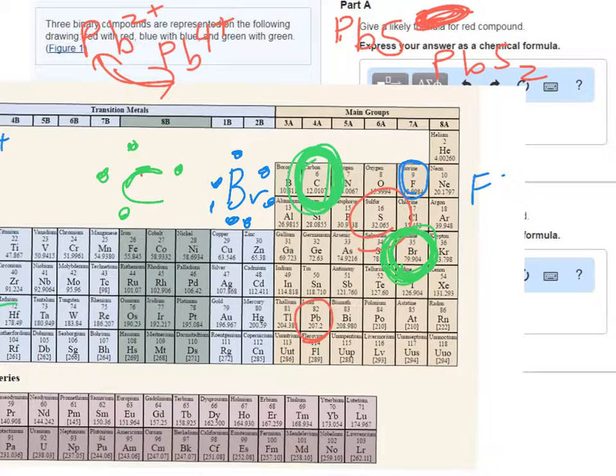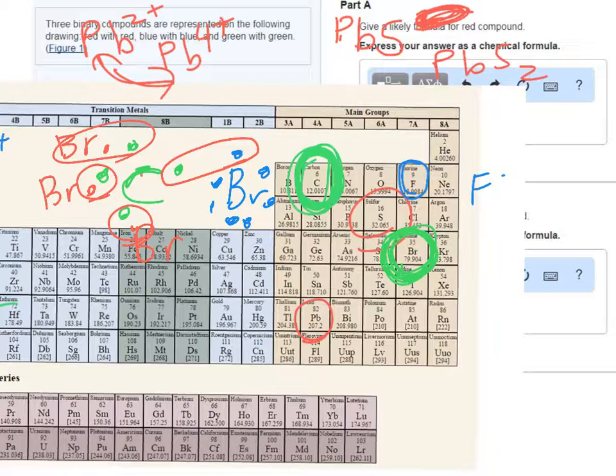So what's going to happen is a bromine is going to share one of its electrons with a carbon to form a covalent bond. Then another bromine will come in and do the same thing, and another bromine, and another bromine. So the answer for that one would be carbon tetrabromide.